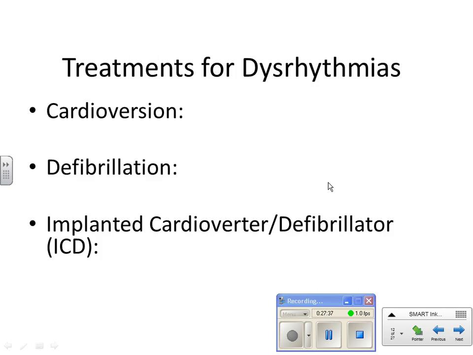So now some of the treatments, cardioversion, we kind of alluded to that when we talked about some of the dysrhythmias.